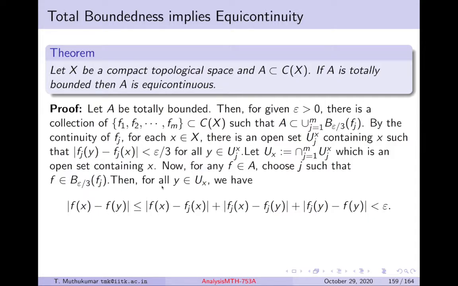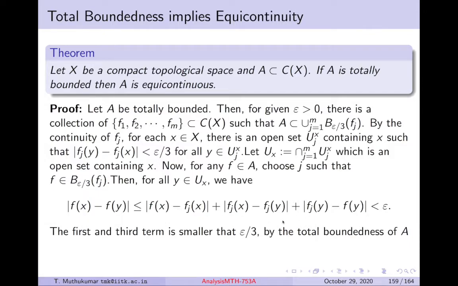Then what we have is that for all y in Ux, because for each y here you have this element and Ux is the intersection of this, so for all y in Ux, if you look at this quantity fx minus fy and you add and subtract fjx and fjy, then this by triangle inequality becomes these three terms, and this will be less than epsilon because the first and third terms are less than epsilon by 3 by the continuity of fj. Oh, sorry, not continuity, by the total boundedness of fj, right?